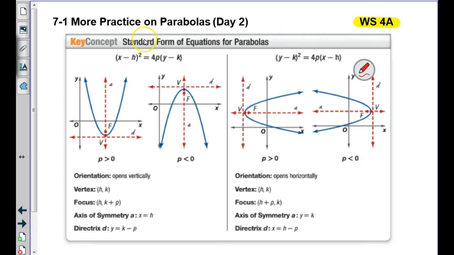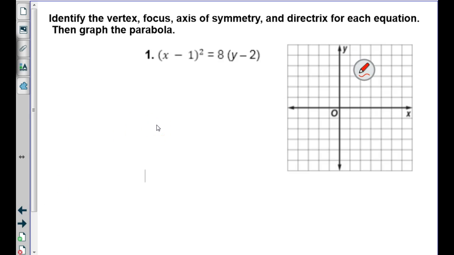These are the forms. These are called standard form equations for parabola. I maybe need to check that vocabulary on the quiz. Okay. So when it's x quantity squared, it's up or down. Y quantity squared, it's sideways. And then here's the recipe for all that good stuff. So if we start with a quick review, this would be x minus h quantity squared equals 4p times y minus k.